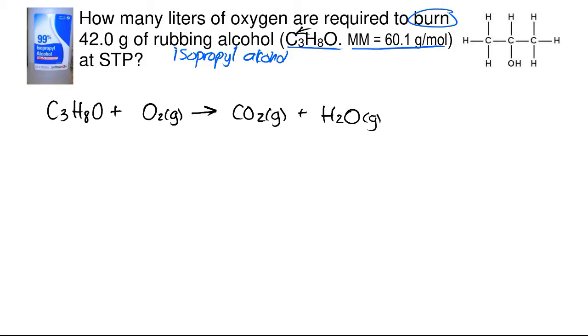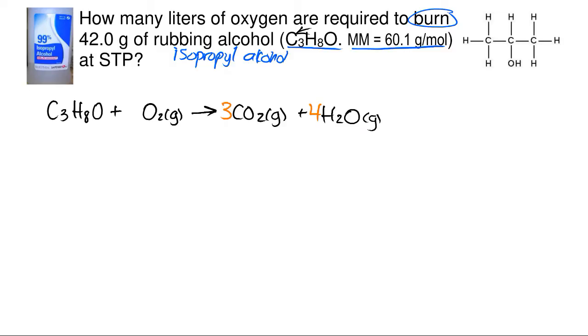According to the CHO rule, I need to balance out my carbons first. I have 3 on the left, so I need 3 on the right. Second in the CHO rule is hydrogen. There are 8 on the left. I need 8 on the right. In order to get my 2 up to an 8, I need to multiply this entire thing by 4, because I know I can't change that 2 in the H2O, or else it wouldn't be water anymore.